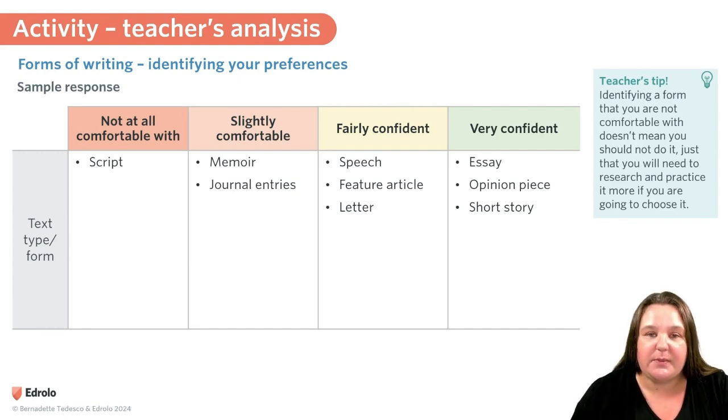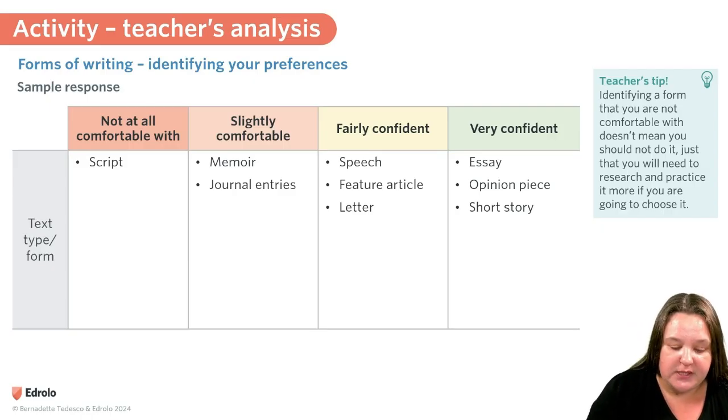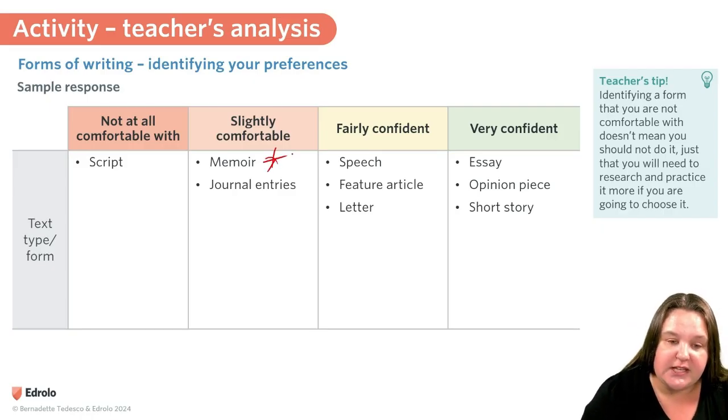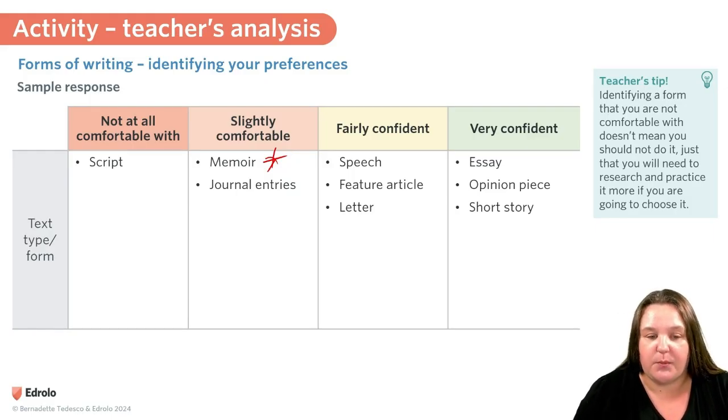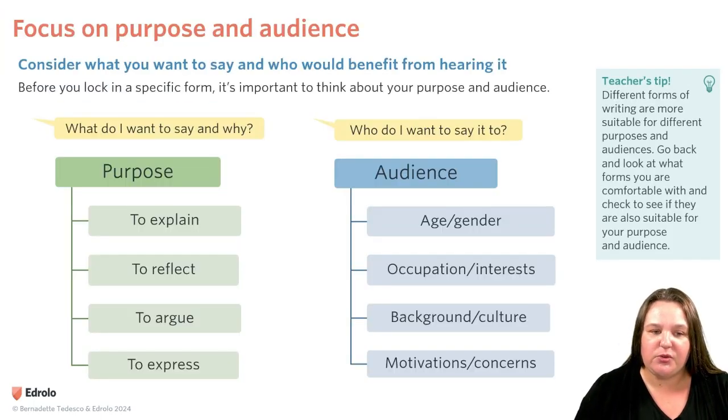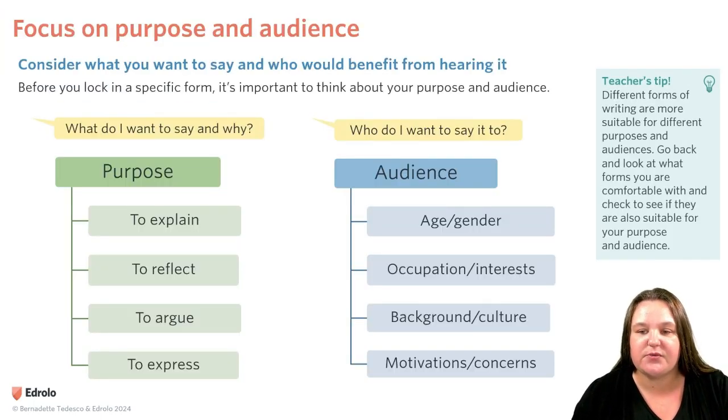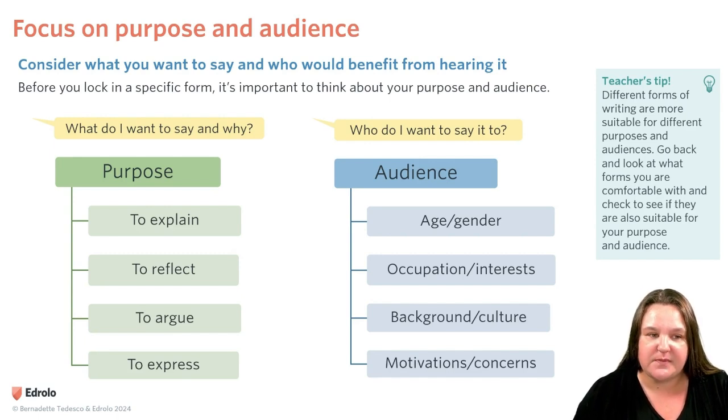For example, there might be something that I want to say that would best be written as a memoir, especially if it's a personal experience. And I wouldn't want to lock myself out from doing that. But it just means I would then need to go off and find some examples of memoirs that are most suitable that I could use as models for my writing. So hopefully you realised that different forms of writing are more suitable for different purposes and audiences.